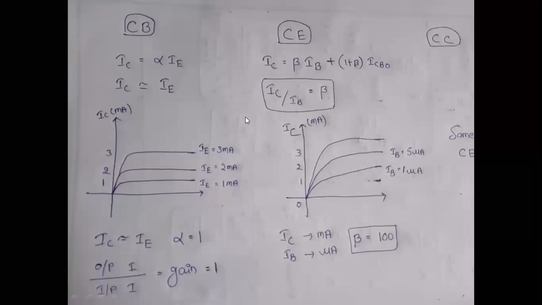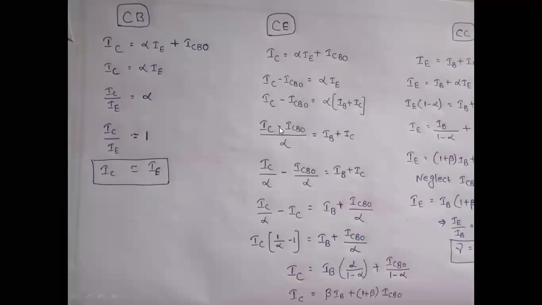Next, we will move to the output characteristics of common emitter. Clear? See the current relations in the common emitter. IC equal to alpha IE plus ICBO, same equation.